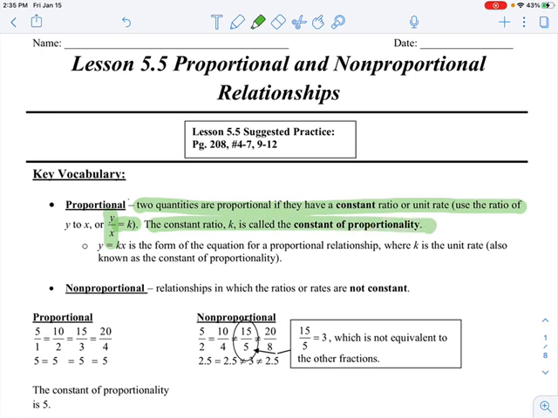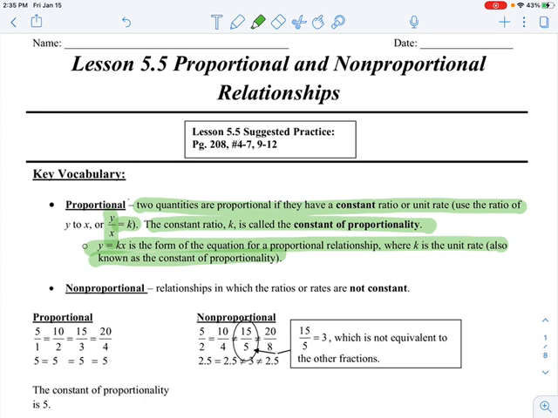That's your constant rate of change, that's your unit rate. And you place that next to x in your equation. So y equals kx, where k is the unit rate, or like I said, the constant of proportionality.